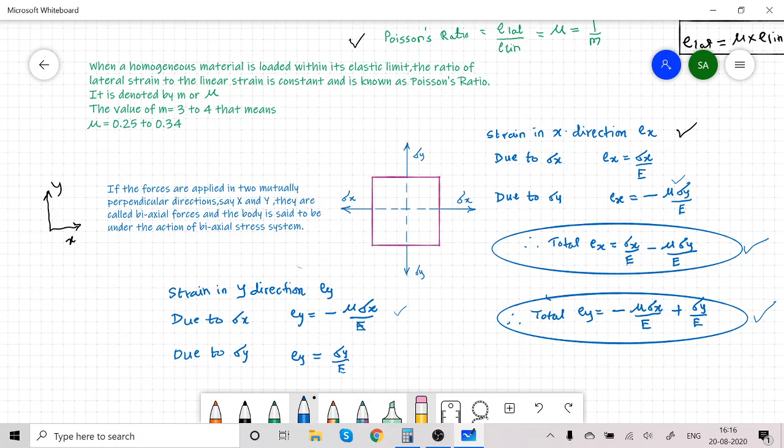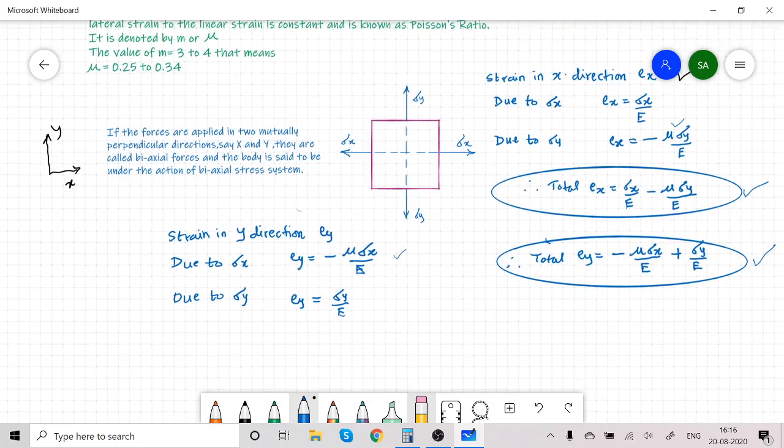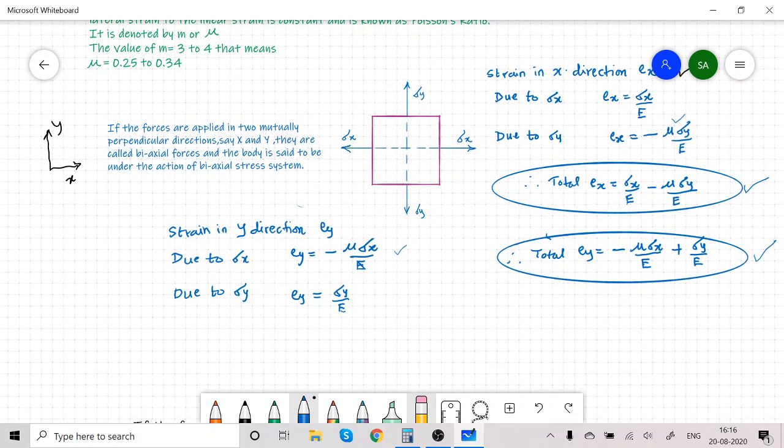And lateral strain is always opposite to that of linear strain, means due to the tensile force, if the length is increasing, then the cross sectional dimension decreases. And if the stress is compressive, what will happen? In that direction the dimension will reduce, but in the lateral direction, the dimensions will increase due to compressive force.